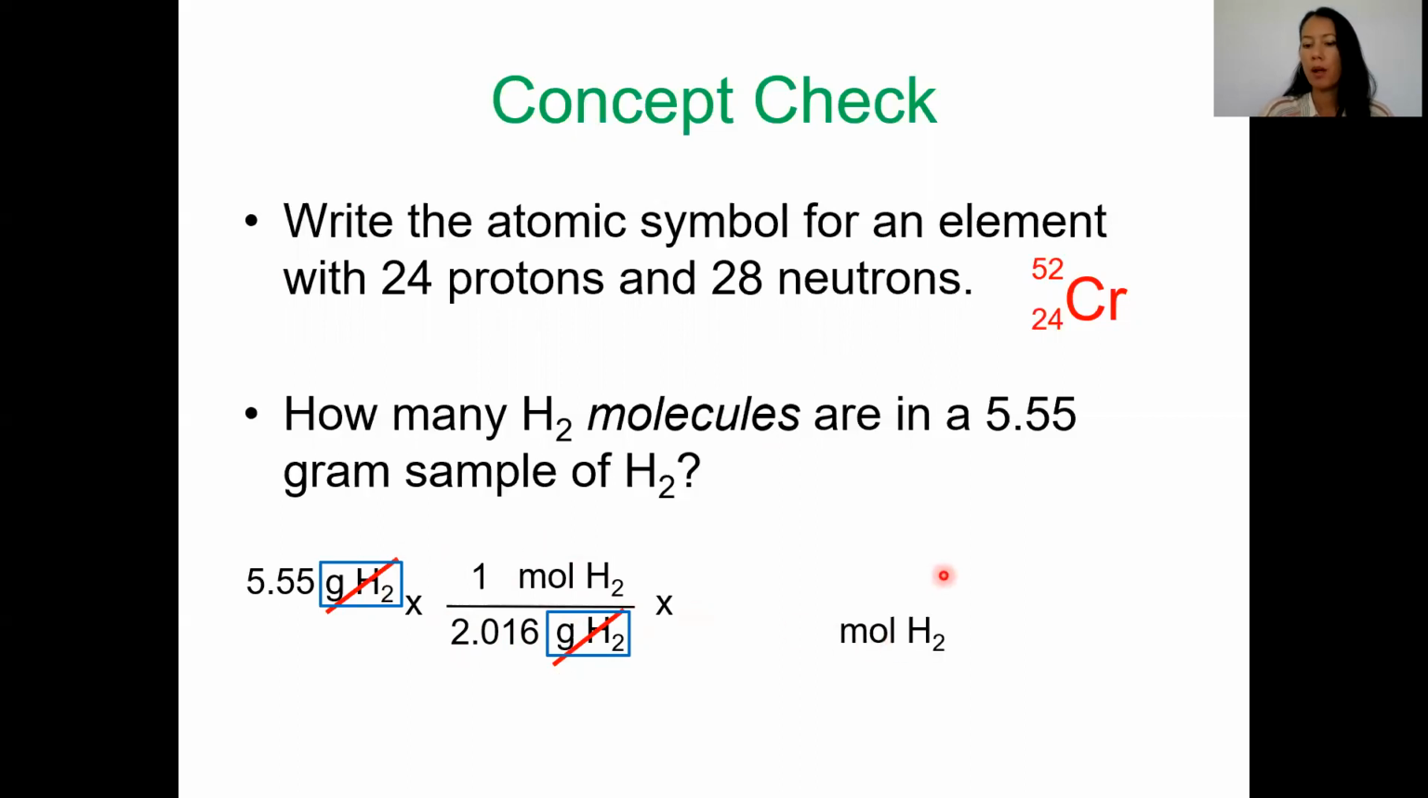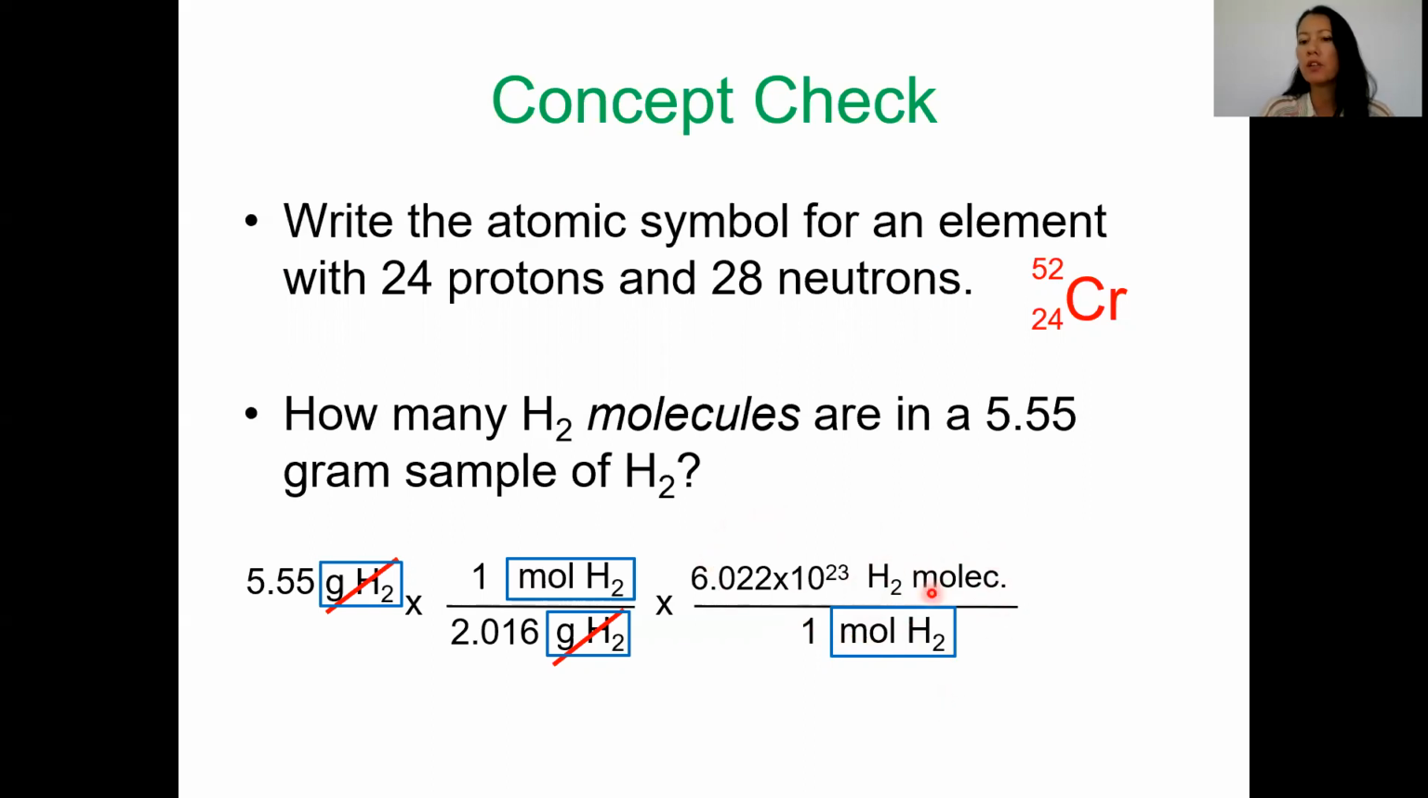I want to go moles to molecules. So I put the molecules on the top, moles on the bottom. And what I do is I put 1 mole, because that's Avogadro's, always 1 mole, and Avogadro's number with the molecules part. Again, it's just a number.